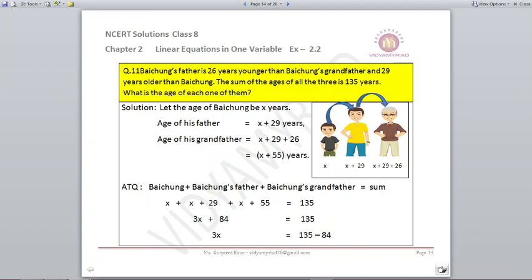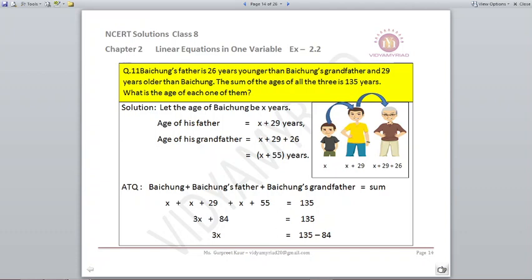Now I will repeat the question again. Bachung's father is 26 years younger than Bachung's grandfather. What does it mean? Grandfather will be 26 years more. Okay. And Bachung's father is 29 years older than Bachung. What are they saying? Bachung's father will be 29 years more than Bachung. So how much is Bachung? We don't know. Let us assume Bachung as x.